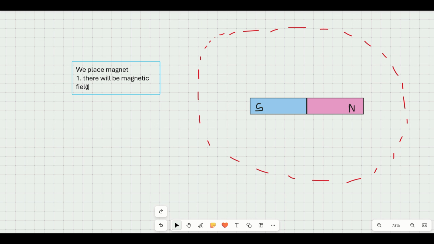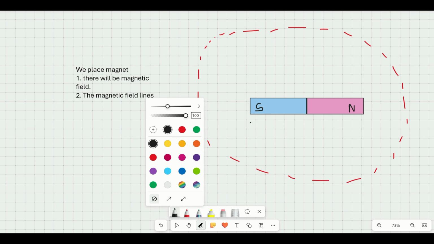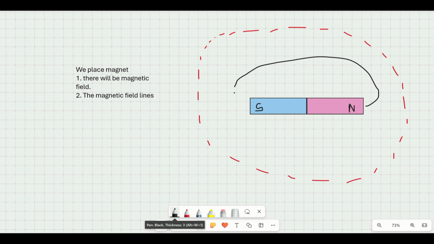Okay, next what comes is the magnetic field lines. The magnetic field lines, just as I drew, go from north to south.